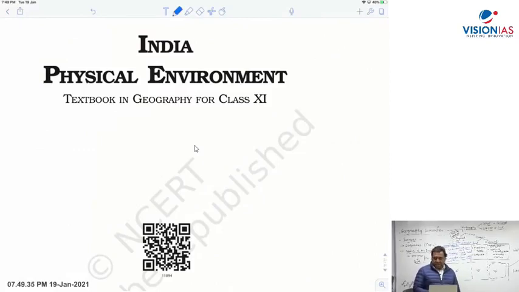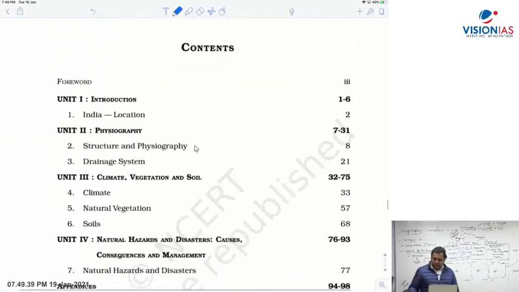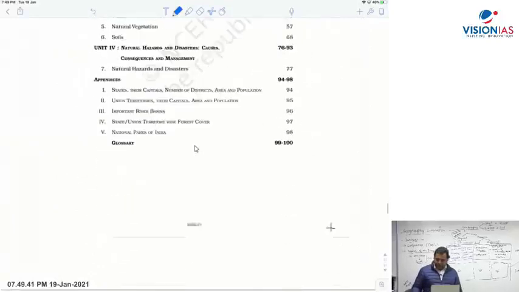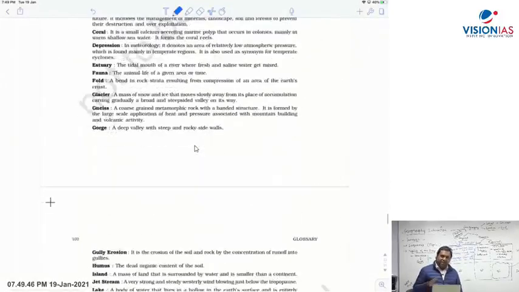Okay, India Physical Environment. Now this is the second NCERT of India. We'll talk of this also gradually, and the glossary given here, you can keep the glossary. I told you, please collect all the glossaries at one place and go on reading the terms gradually.